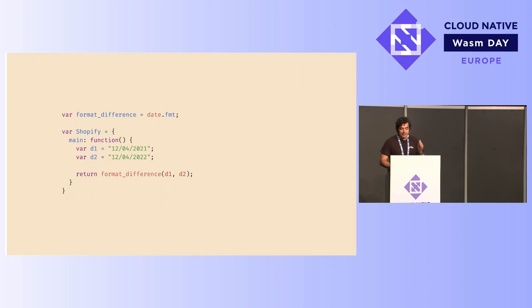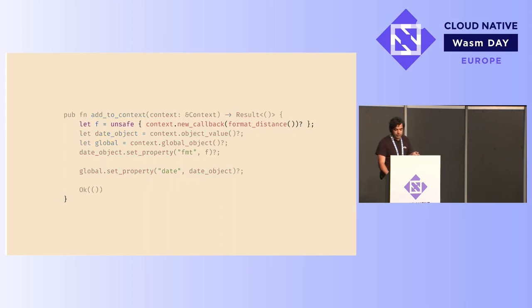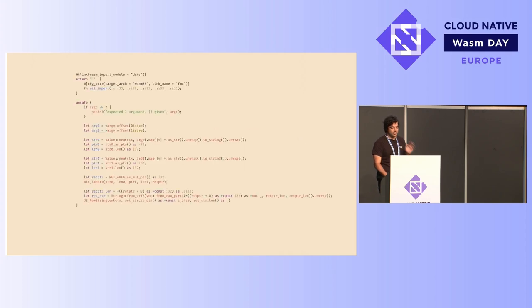And then in the last line, I'm going to call format difference, and I'm going to pass two strings. Keep in mind that these two strings are high-level JavaScript values that we are going to need later on. So that's an important part. And the way this is done in QuickJS is just creating a callback that is going to be a function that looks like this in terms of Rust. But the important part here is how this is implemented.